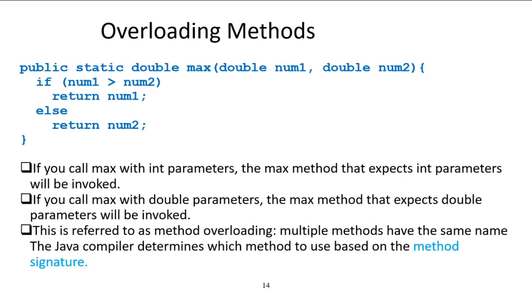This property is referred to as method overloading. Again, multiple methods have the same name, but the compiler determines which method to use based on the method's signature.